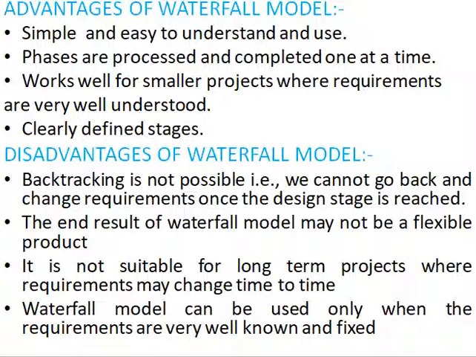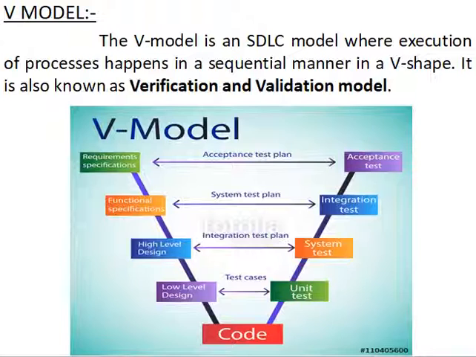Next we will discuss the V model. What is a V model? The V model is the SDLC model where the execution of processes happens in a sequential manner in a V shape. It is also known as the verification and validation model. Before going to learn these two models, we definitely need to know the SDLC model. Now we will discuss how the process goes on in the V model.